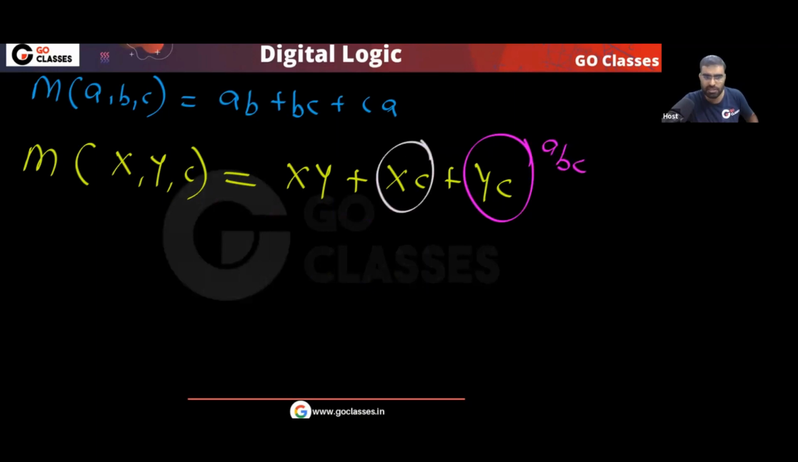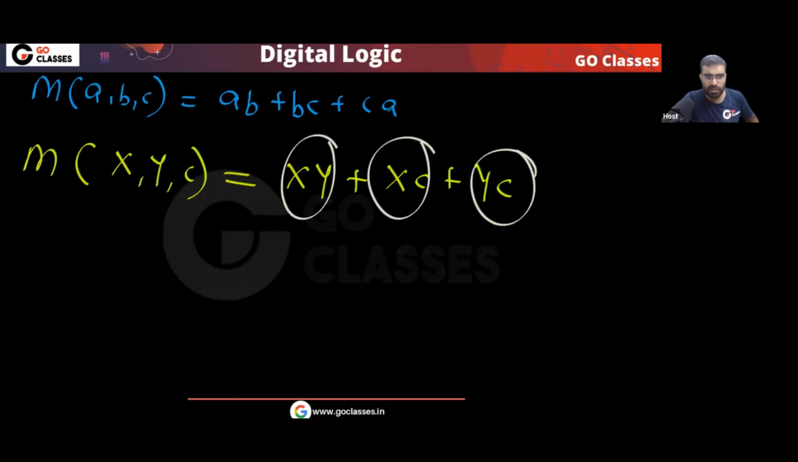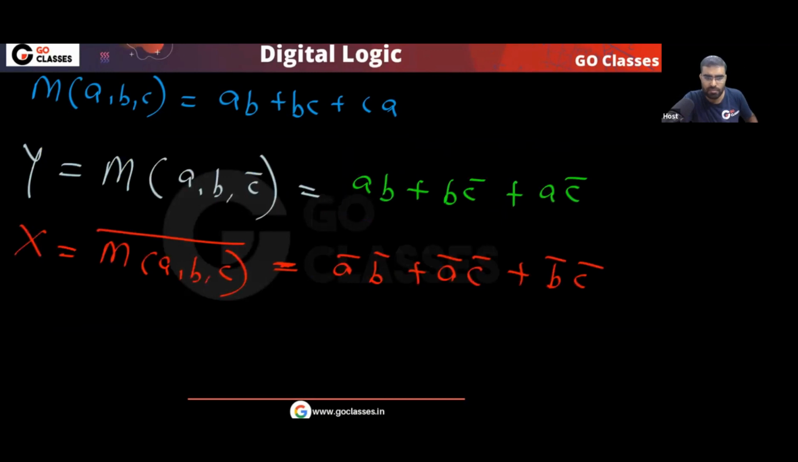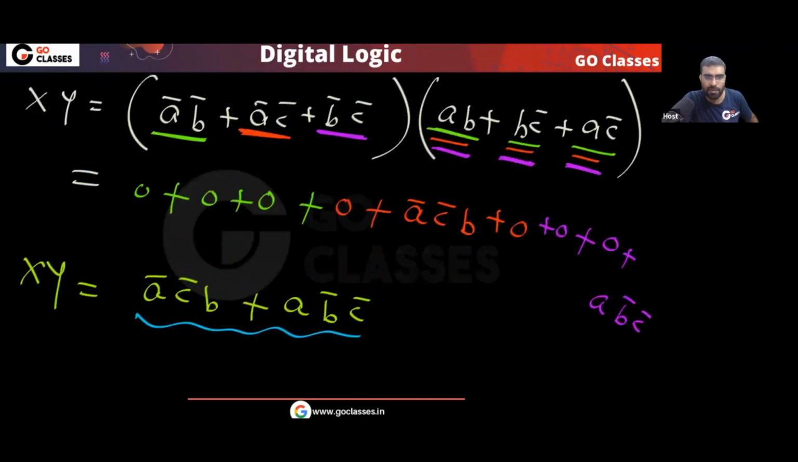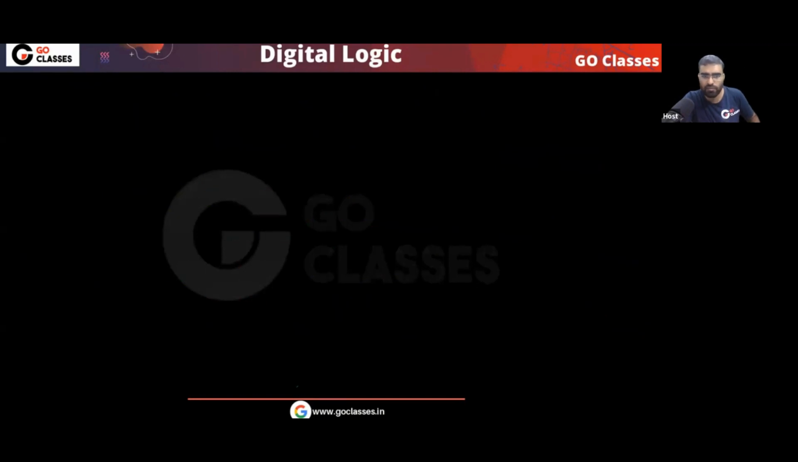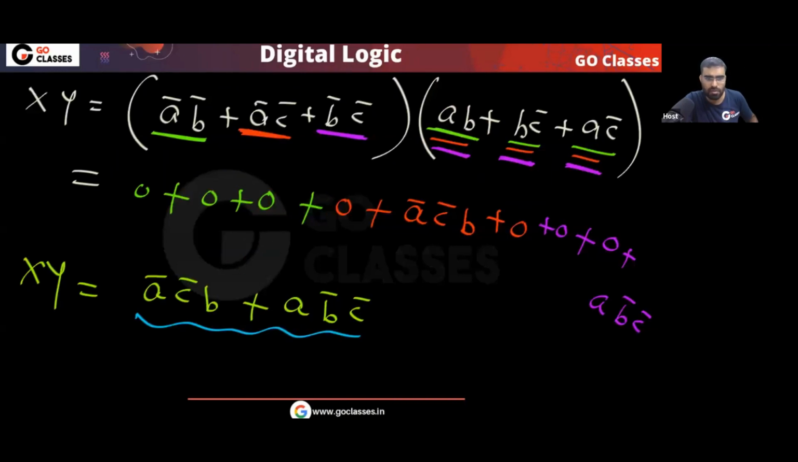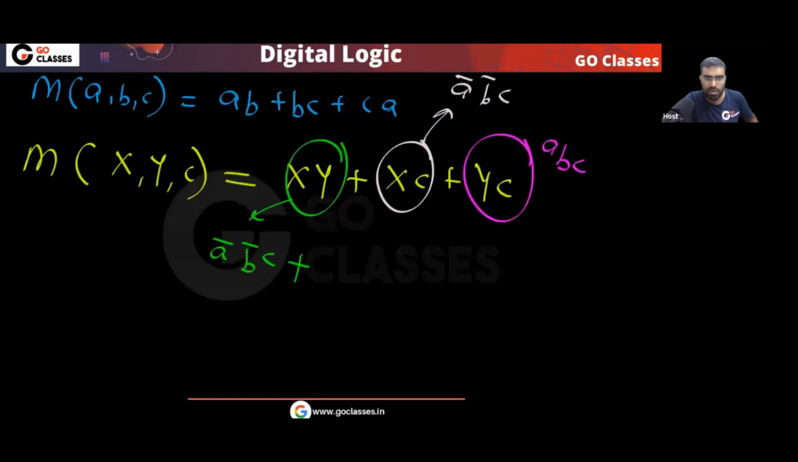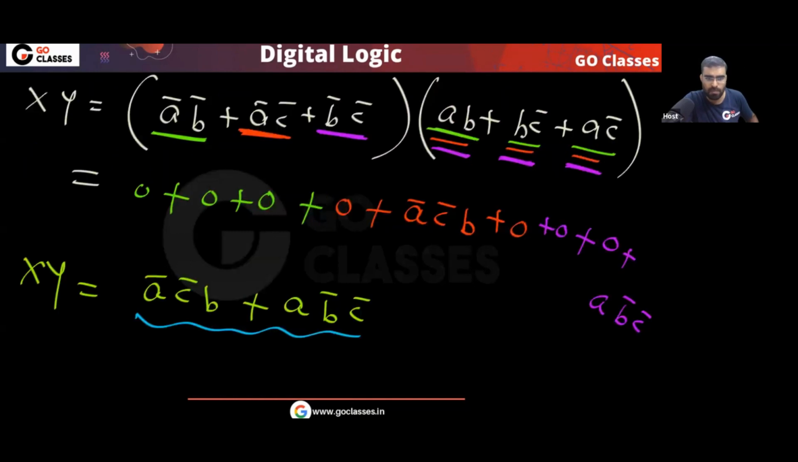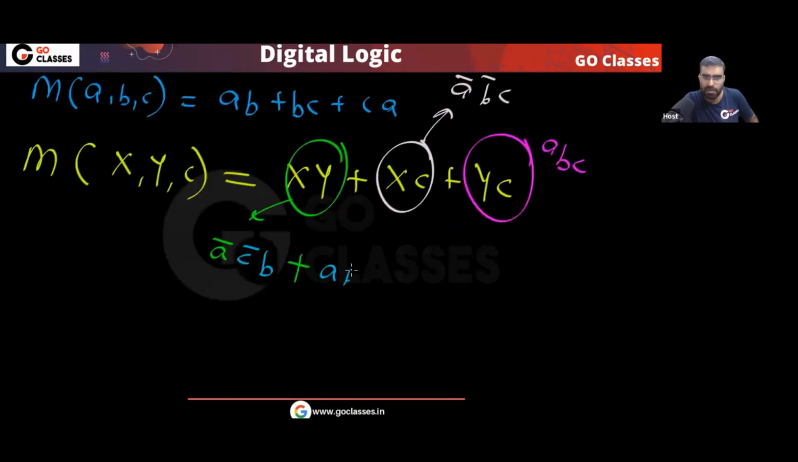What is xc? We found xc is a bar b bar c. And xy we have also found. Xy is a bar c bar b, or a b bar c bar.